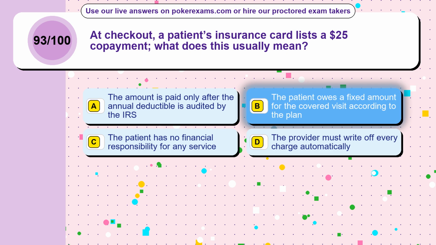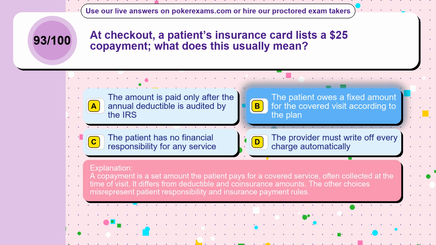The patient owes a fixed amount for the covered visit according to the plan. A copayment is a set amount the patient pays for a covered service, often collected at the time of visit.